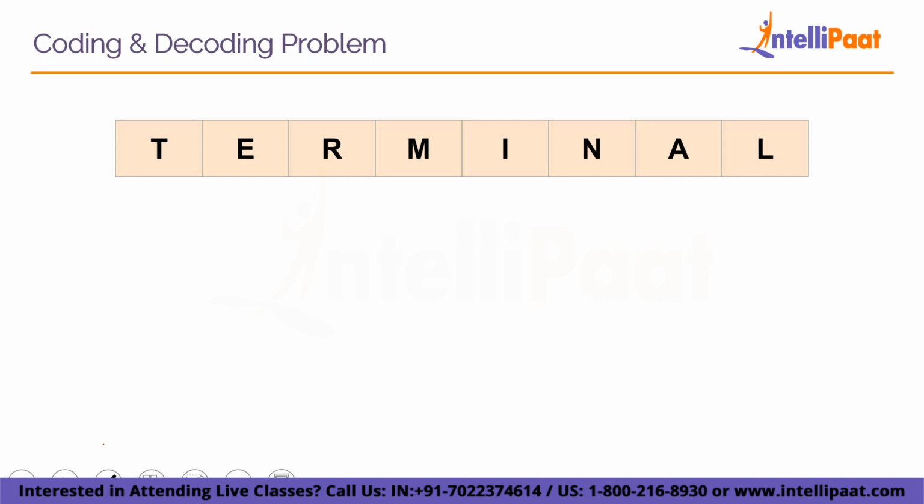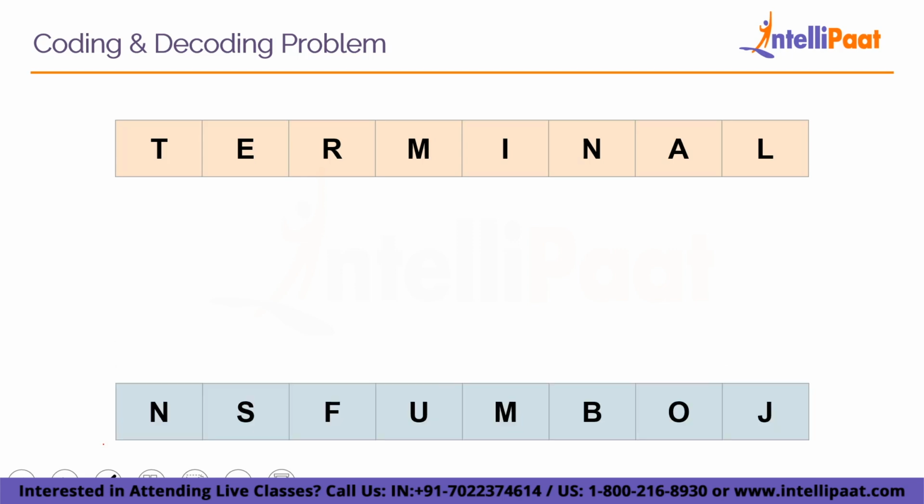Now here, as you can see, I have written each alphabet in different boxes. So this will be helpful and it will be easy while trying to find some pattern from our given values, right? So this is what we have been given, terminal, and this is the coded word, that is NSFUMBOJ, right? So we have to find a relation between these two, or I can say a pattern of how terminal is coded in this alphabetical code, right? So just focus on these two only.